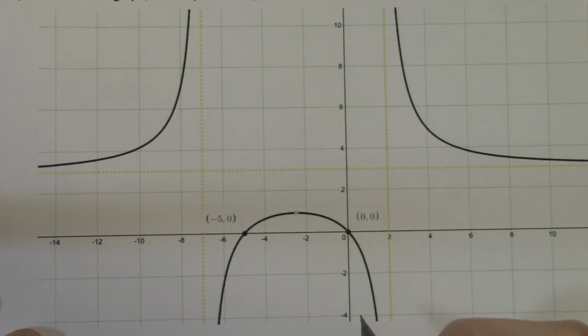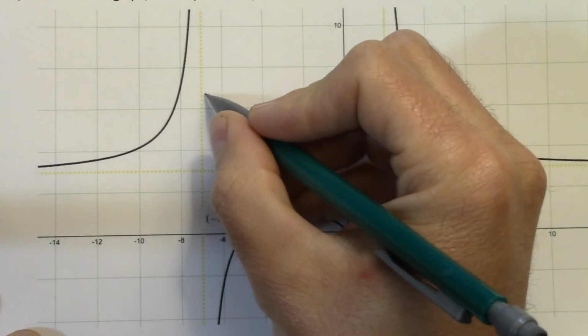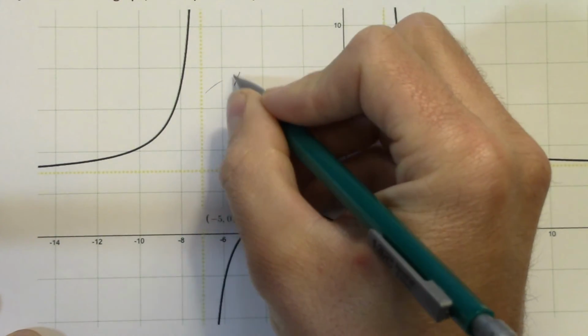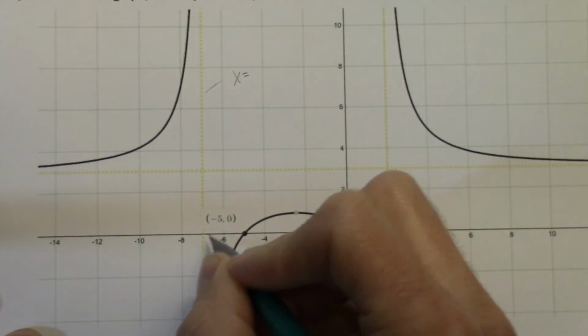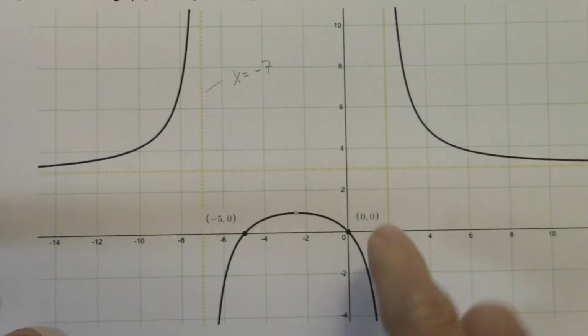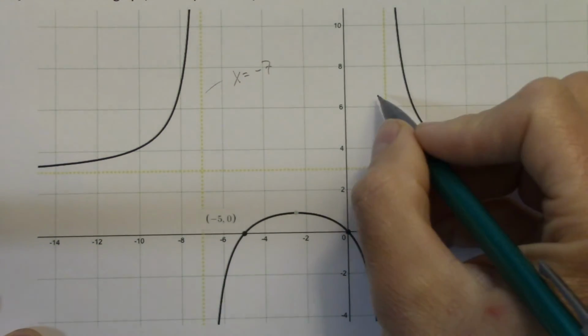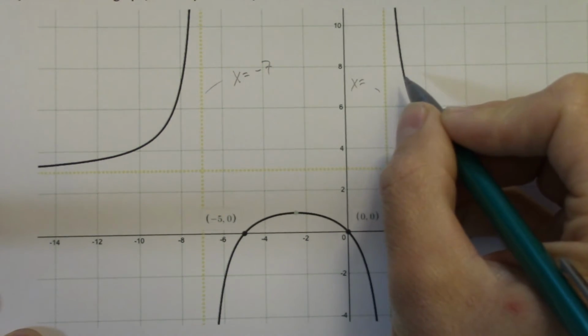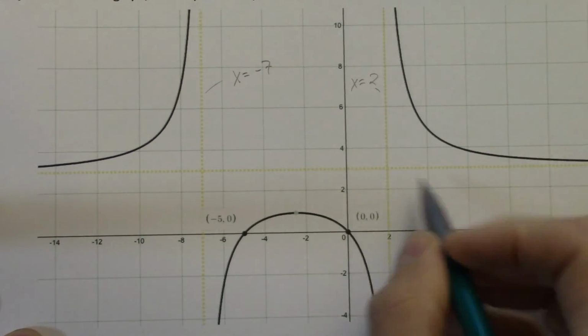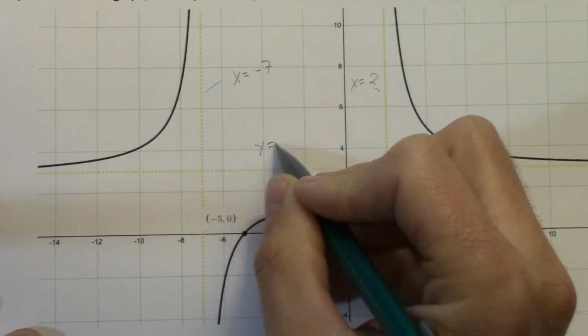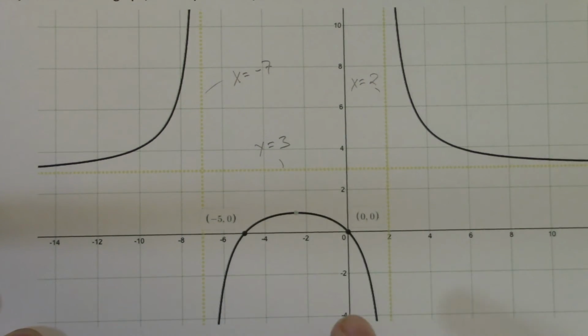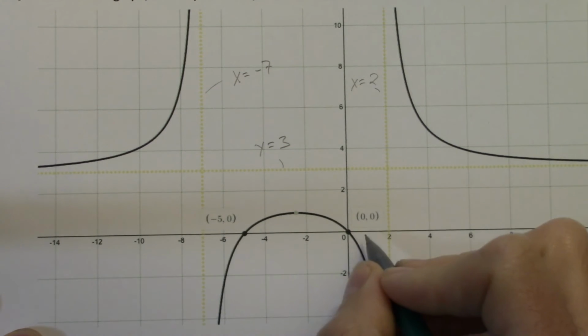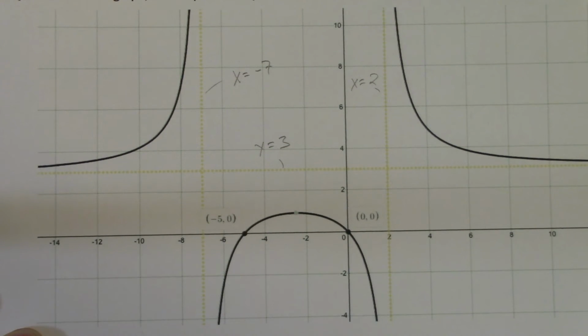Well, what you would need to do is take note of some of the key features in the graph. Essentially, the same thing we did before. So this vertical asymptote is the equation x equals negative 7. And this vertical asymptote is x equals 2. This horizontal asymptote is y equals 3. So I'm just putting together what I had done in example 1. I've got two x-intercepts at (-5, 0) and (0, 0). And I'm going to try to put this together.